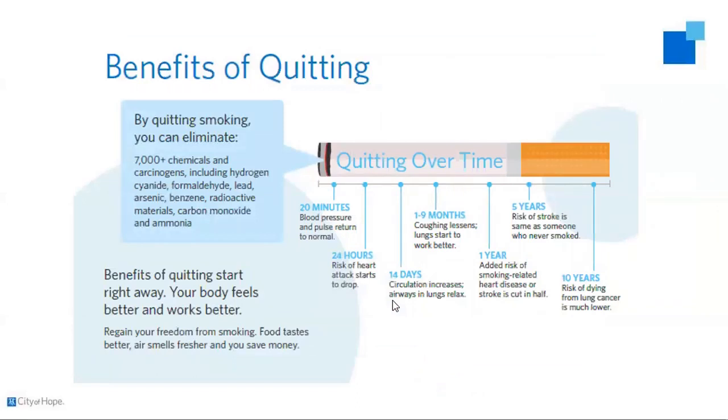Benefits of quitting. There are so many benefits of quitting. With more than 7,000 chemicals in a lighted cigarette, you can eliminate that by quitting smoking. And as early as 20 minutes, there are already changes happening in your body, such as your blood pressure and pulse rate returning to normal. For example, at 10 years after quitting, your risk of dying from lung cancer is much, much lower compared to when you are still currently smoking. Again, there are so many benefits to it, and what we always tell our patients is it's never too late to quit smoking, even after a cancer diagnosis.